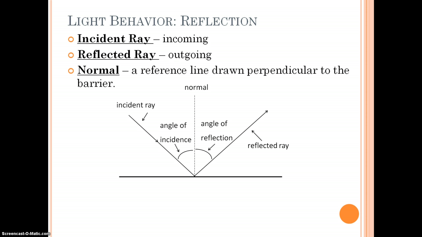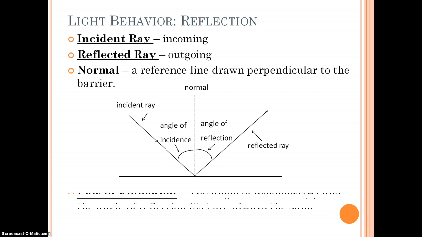So here are our terms. Incident means incoming, reflected means outgoing, and the normal I just explained is drawn perpendicular to that barrier. When they say the barrier in reflection, they're usually talking about a mirror, where nothing goes through the barrier at all. And we'll see some where they go through and some where they don't.